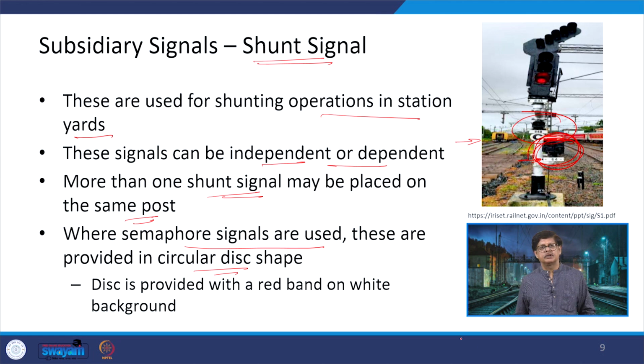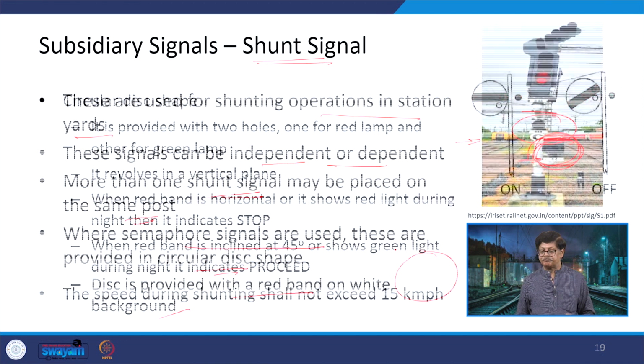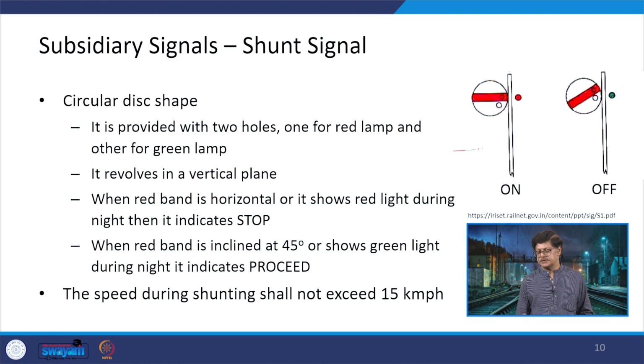Disc is provided with a red band on white background. So, red band on a white background is how the disc will be provided. So, here you can see the disc. There is a white background, a red band is there, there are two holes. When it is in horizontal position, it is showing the red color. When it is being taken down at an angle, then it is showing the green color.